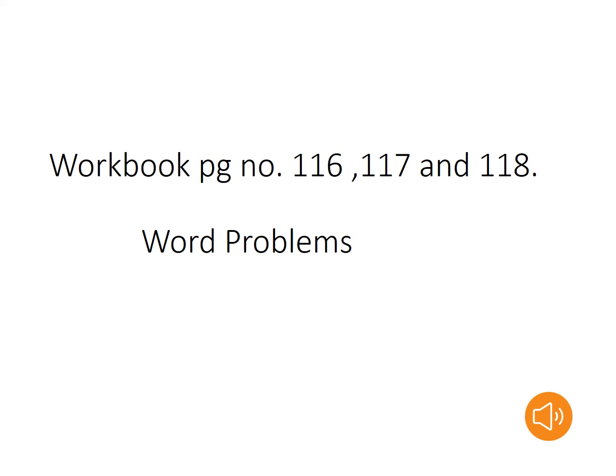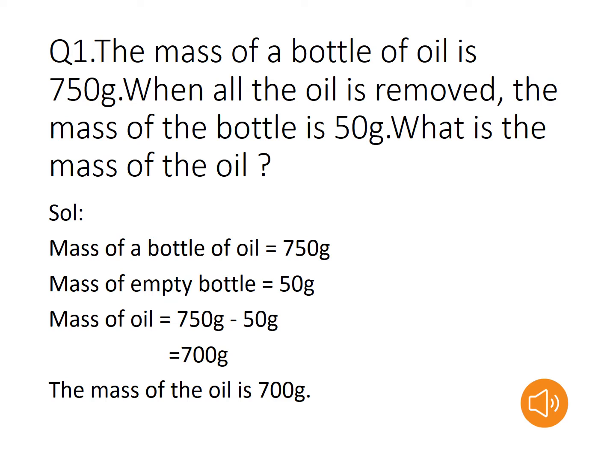Word problems. Question number 1. The mass of a bottle of oil is 750 gram. When all the oil is removed, the mass of the bottle is 50 gram. What is the mass of the oil? So, our first statement will be the mass of a bottle of oil, as it is mentioned in the first line of the question. We will take out these words and make the first statement. Mass of a bottle of oil is equal to 750 gram. Then the second statement will be the mass of the empty bottle is equal to 50 gram.